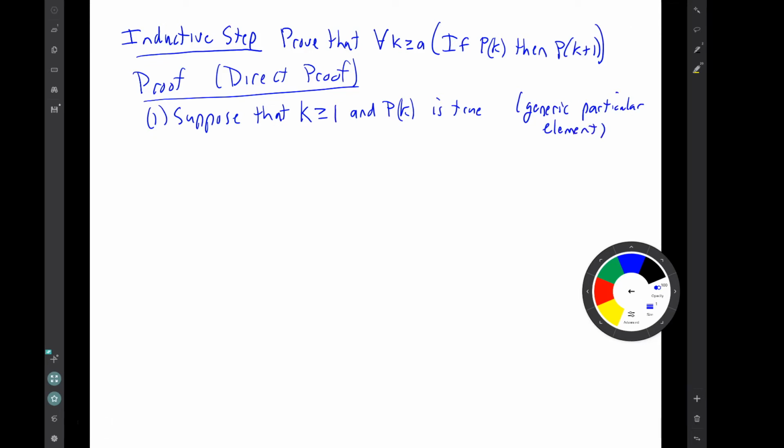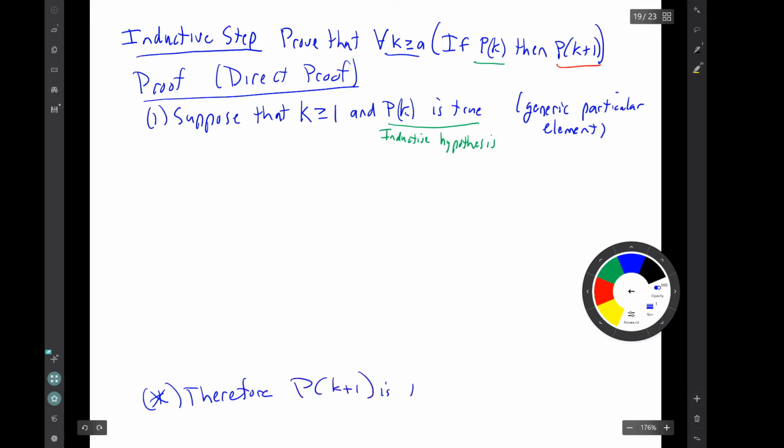So the direct proof structure is we start with a generic particular element, something that's in the domain and satisfies the hypothesis. And remember that this hypothesis is the inductive hypothesis. And remember how this direct proof structure has to end. It has to end with this. So that's the frame of the direct proof.